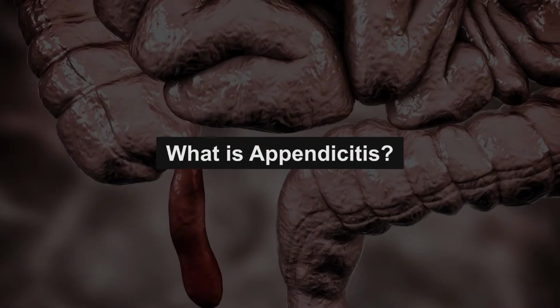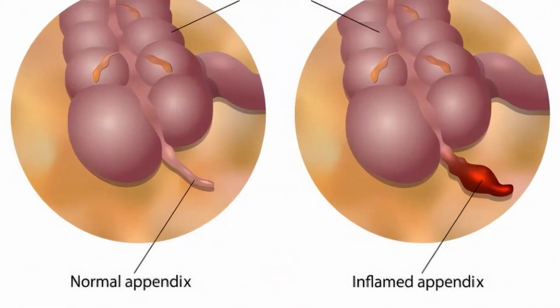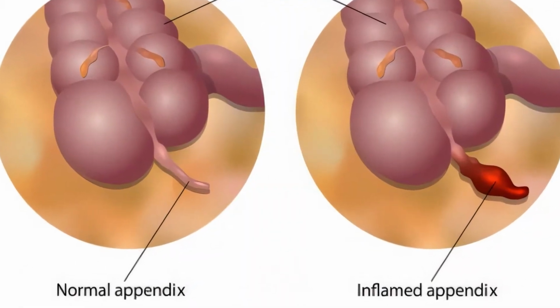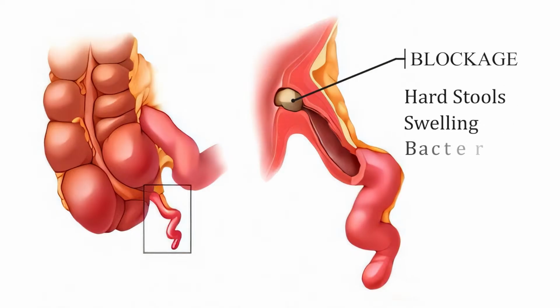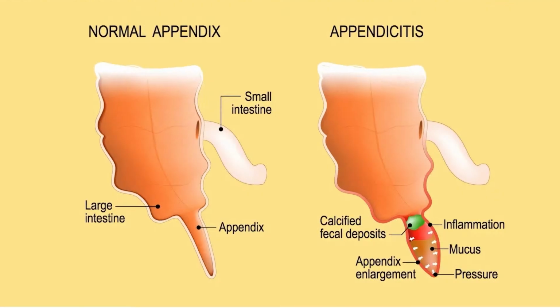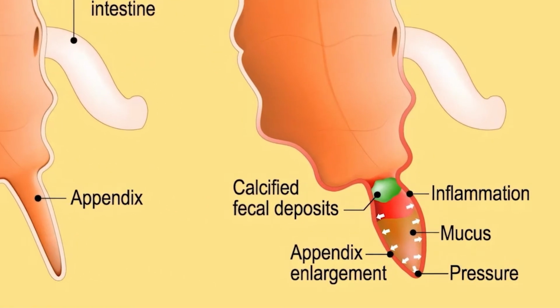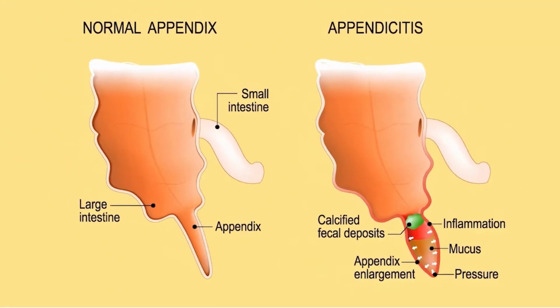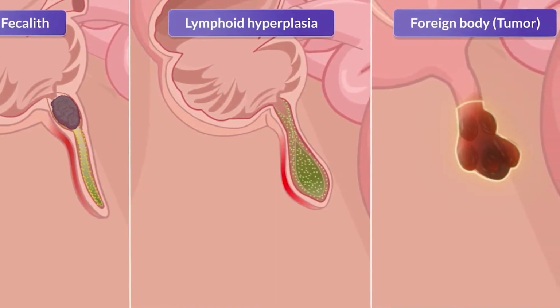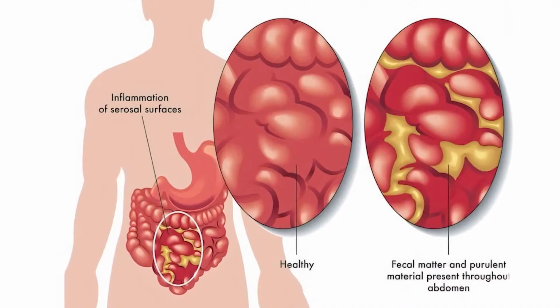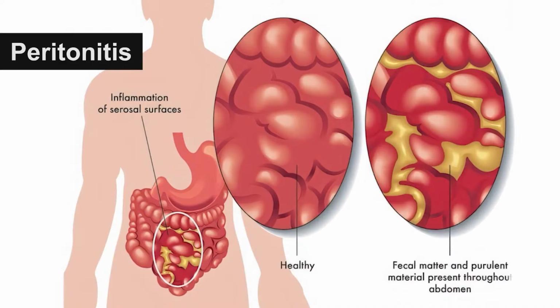What is appendicitis? Appendicitis is when the appendix becomes inflamed and infected. It usually happens when something blocks the opening of the appendix, like hard stool, swelling, or bacteria. When blocked, the appendix fills with pus, a thick fluid full of white blood cells and bacteria, and this causes pain and swelling. If not treated quickly, the appendix can burst, which can spread infection to the rest of the abdomen, a dangerous condition called peritonitis.